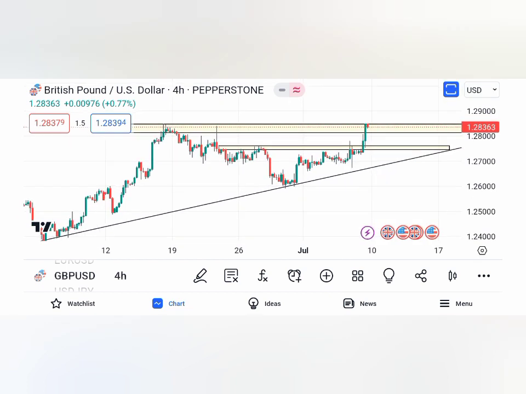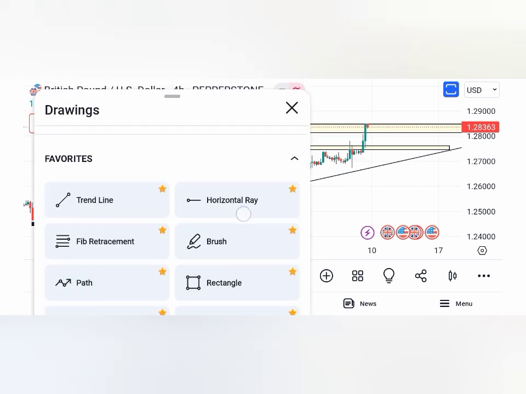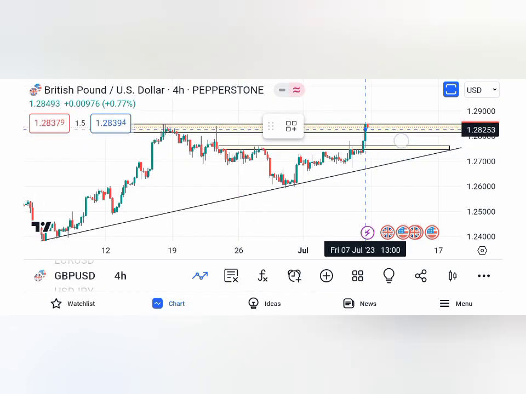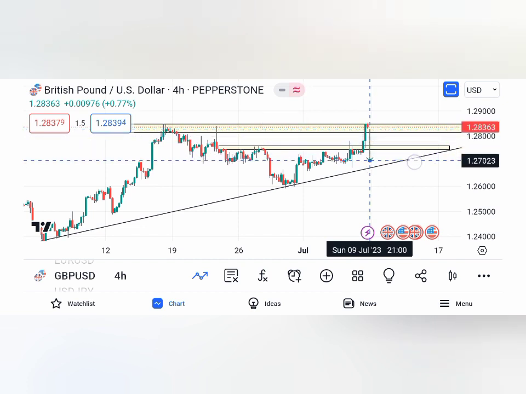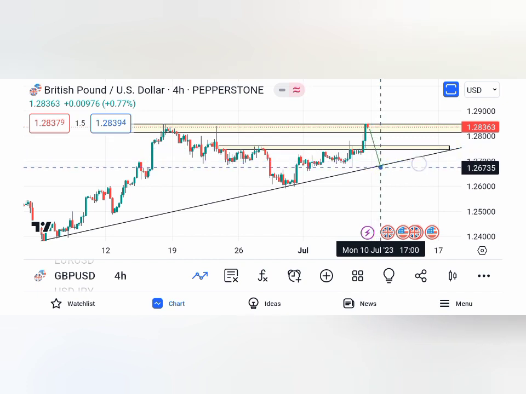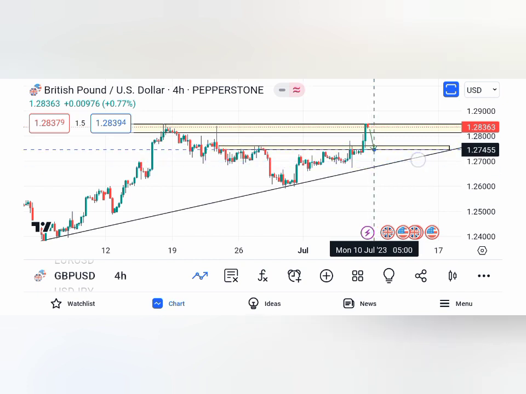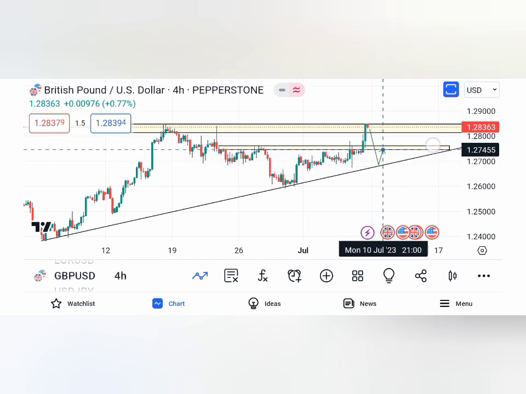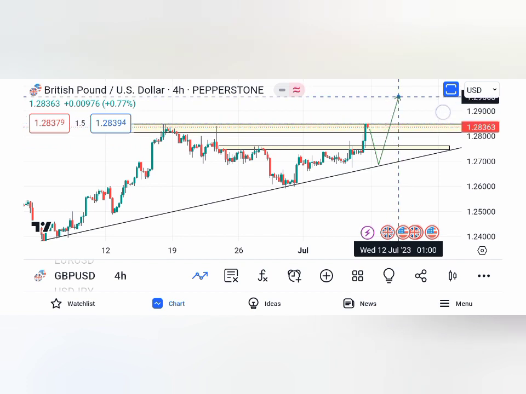On Monday and Tuesday, I'm expecting a correctional move to this key level here, either this key level here or this trend line here. Then look for buying confirming candles, then buy on GBPUSD. So this is my simple analysis on GBPUSD.